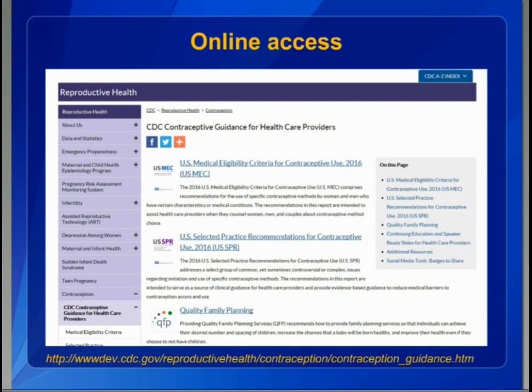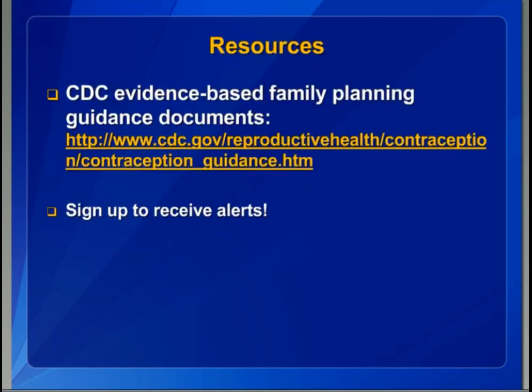The CDC contraception webpage, shown here for healthcare providers, is also being updated to include an easy click-through version of the MEC and SPR for providers who prefer to access these resources online, and this will be an improvement from the PDF-only option, which is what the last round of guidance had. So all of this information, as well as tools and aids for contraceptive guidance, can be found on our website. You can also sign up for email alerts to be up to date with any new guidance updates or new tools released from the CDC.